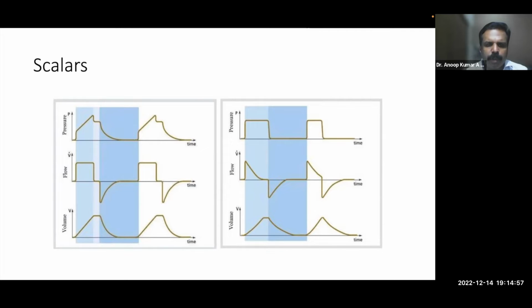And again, you should always keep in mind, as already mentioned, depending on the mode you are keeping, your scalars also will change. So before interpreting these parameters, you should assess the patient and also see what settings you have kept. So we have the pressure-time scalar here, we have the flow-time scalar here, and we have the volume-time scalar also here.